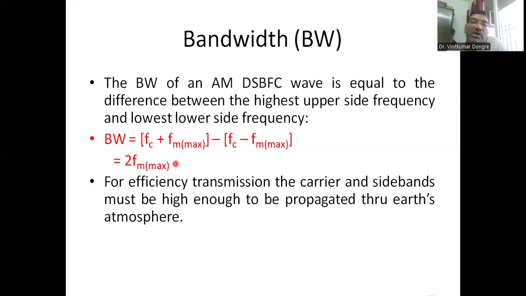Suppose I want to transmit my speech. My speech frequency is how much? The maximum FM is 3.4 kilohertz. So I will require 2 times 3.4 kilohertz of bandwidth here. Okay. This is what is called the efficiency of transmission. This is the bandwidth.